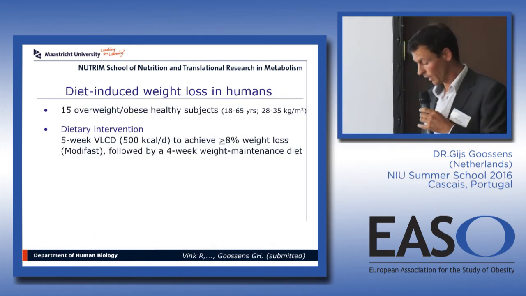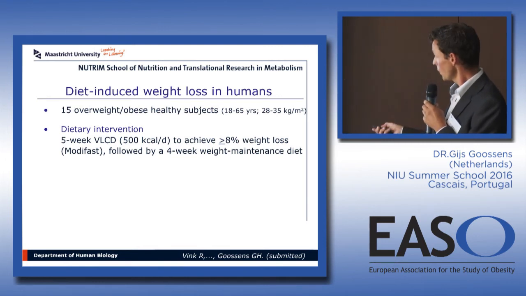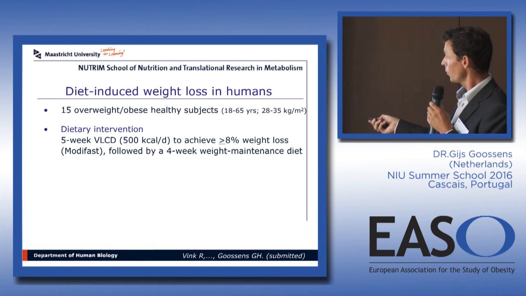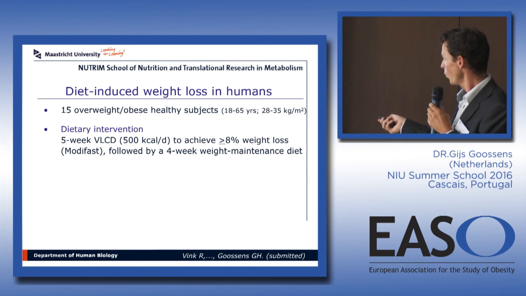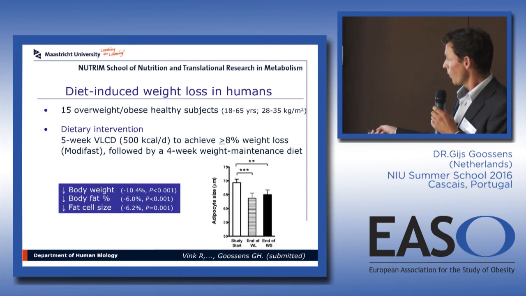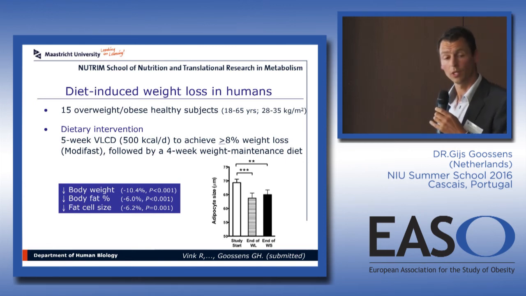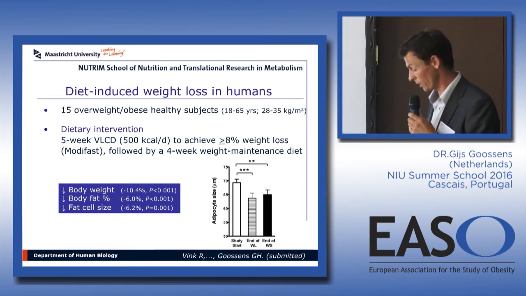So we recently completed a diet-induced weight loss study in humans. Fifteen overweight and obese, but otherwise healthy individuals received a very low-calorie diet for 5 weeks to achieve at least 8% weight loss. This was followed by a 4-week weight maintenance diet. As expected, body weight decreased by around 10%. We saw a reduction in body fat percentage of around 6%, and also a reduction in fat cell size. Together, known from literature, these contribute to an improvement in insulin sensitivity after weight loss.